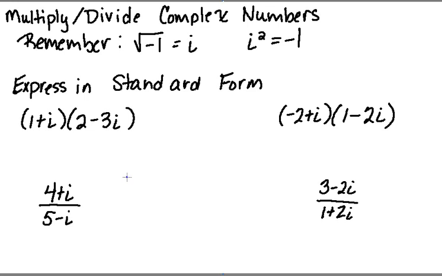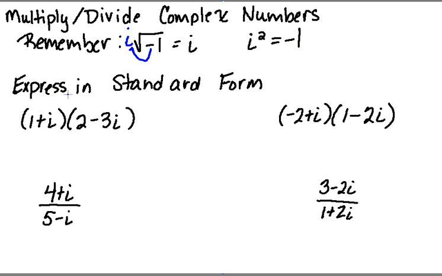Hi, this video will demonstrate how to multiply and divide complex numbers. Remember, whenever we have the square root of -1, we can simply rewrite that as i. In other words, when I have a negative under the radical, I'm just going to bring it out front and make it i. For that reason, i squared is then equal to -1.